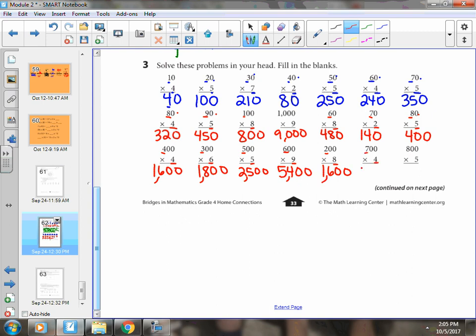7 times 4 is 28 with 2 zeros. And 8 times 5, be careful, is 40 because 40 already ends in a 0. That's just part of the basic fact. We need 2 zeros in addition to that. So it looks like there's 3 zeros in the answer and only 2 zeros in the problem, but that's because one of those zeros is part of the basic fact. So you could think 2 extra zeros in the problem, 2 extra zeros in the answer.